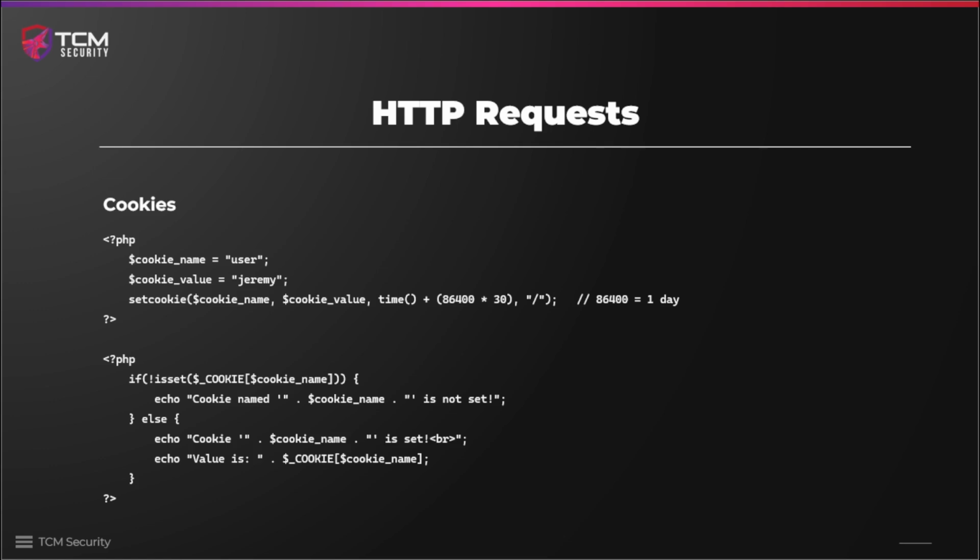we get 30 days. In the next block, we're saying if the cookie user isn't set, then we should echo cookie named cookie name, which in this case is user, is not set. Otherwise, echo cookie name is set, and then we'll also echo the value to the screen as well. And once again, this is a really simple example, but just as a quick demonstration so that you can see how a backend application might set and process and interact with cookies.